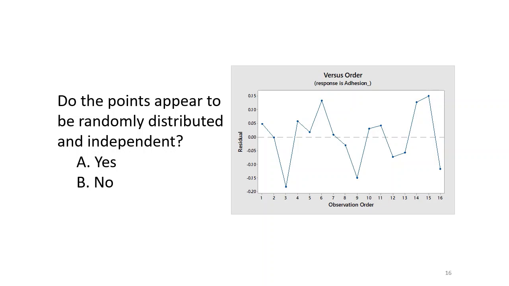If the data collection order affects the results, the residuals would not be scattered about 0, and we may see patterns in the points. Okay, so do the points appear to be randomly distributed and independent? You can see here there's no unusual patterns in the data, indicating that the errors are random and independent.